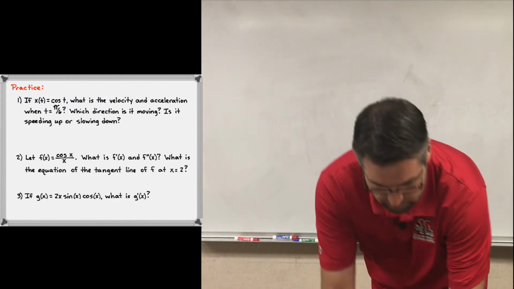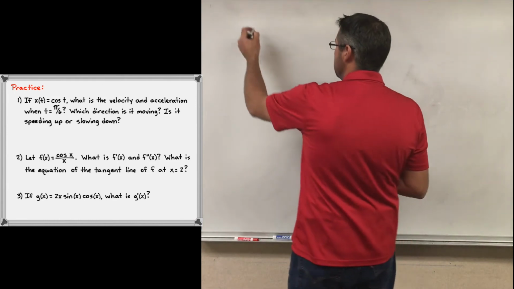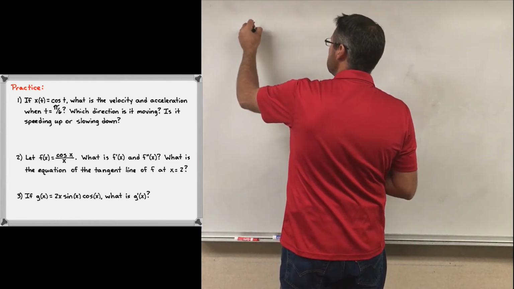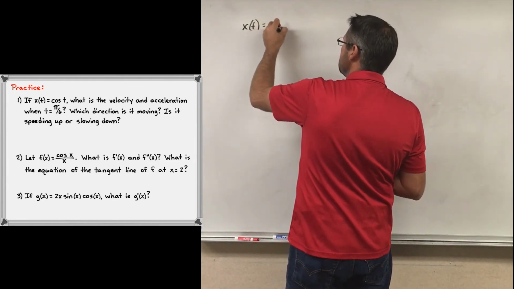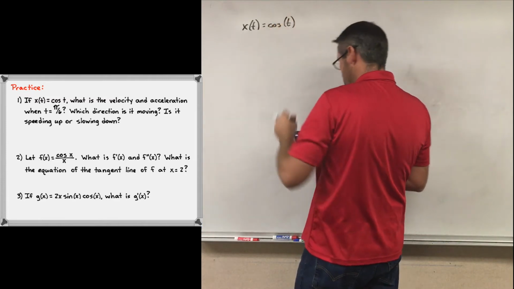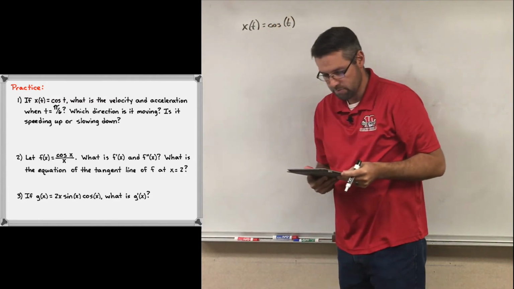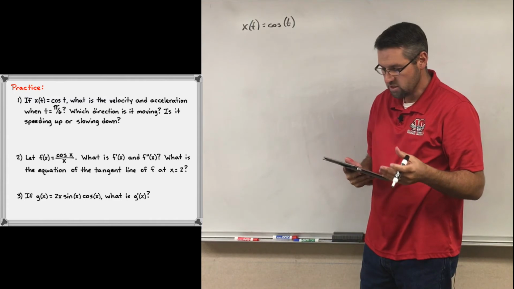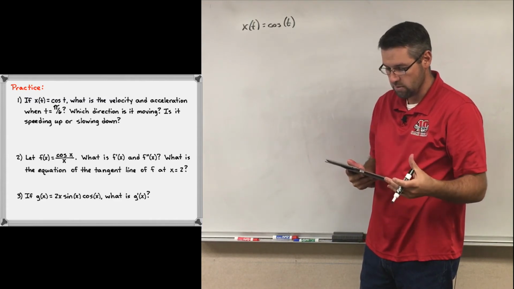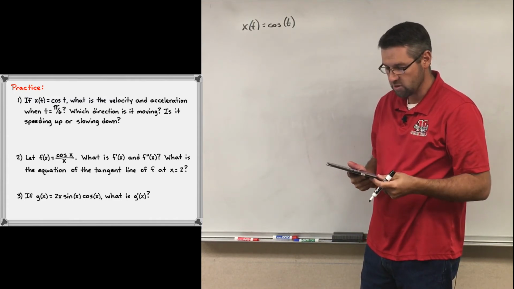We've got x of t equals cosine of t, and so this is going to be a particle motion problem. x of t equals cosine of t. Okay, and so that's the position. What is the velocity and acceleration when t equals pi over 6?